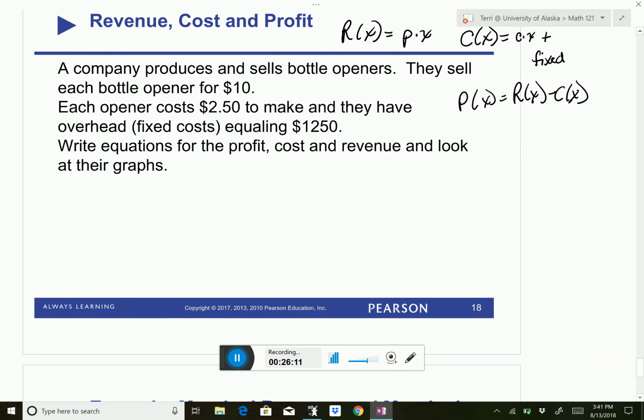Okay, so a company produces and sells bottle openers. They sell each bottle opener for $10. We can easily now find the revenue function. The price is $10 and they sell X. So if they sell X bottle openers, their revenue is going to be 10X.